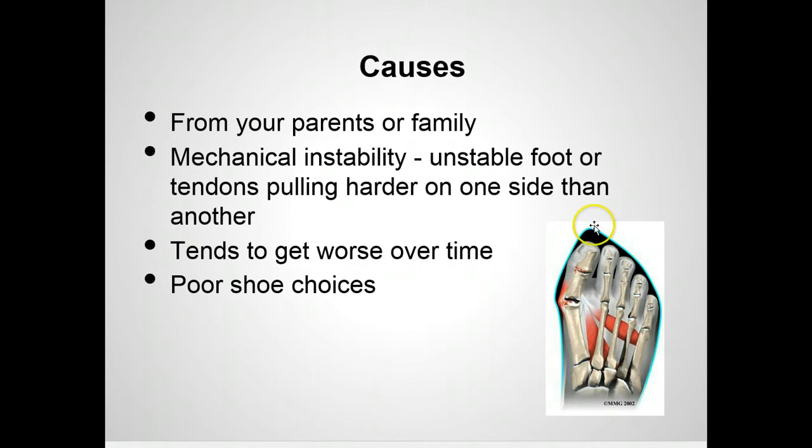So let's look at what can cause it. A lot of times it's caused by parents or family. That's hereditary. It can be caused by a mechanical instability or an unstable foot with tendons pulling harder on one side than another. This can be due to a flat foot or a foot that has too much movement in it. You can see sometimes these tendons right here can pull over to the side too much and kind of weaken this side over here. It tends to get worse over time, and sometimes poor shoe choice can contribute.